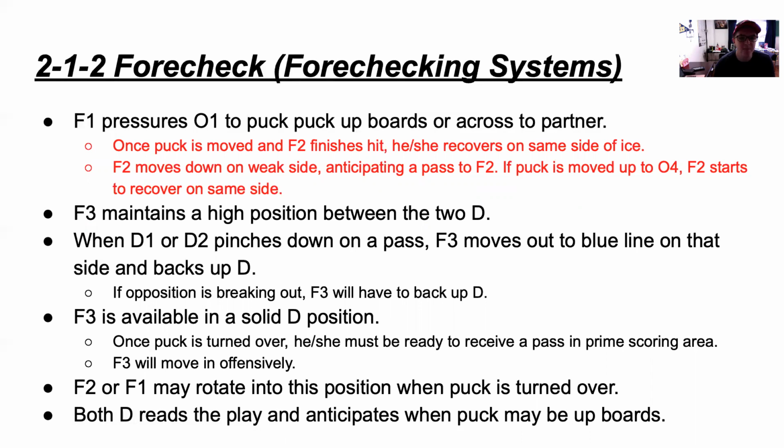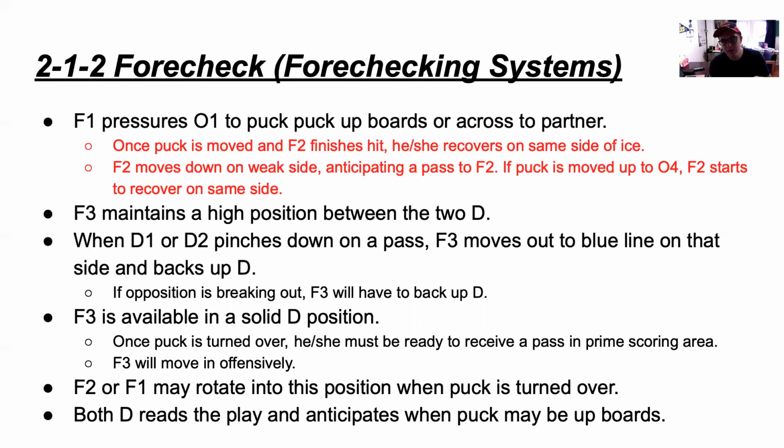F3 maintains a high position between the 2D because, like we said, we always need somebody to stay up high with the D. When D1 or D2 pinches down on the pass, F3 moves out to the blue line on that side and backs up the D. And if the opposition is breaking out, F3 will have to back up the D.